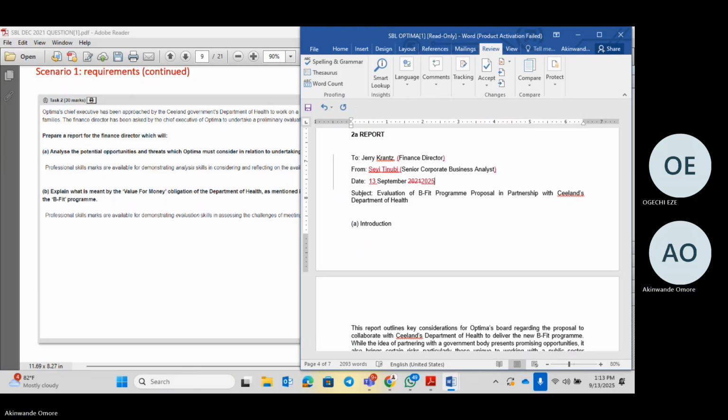So what are we expected to do? Okay, this is our introduction. Subject. Okay, very okay. Evaluation of the fit program proposal in partnership with the Sealand Department of Health. Evaluation of the fit program proposal.